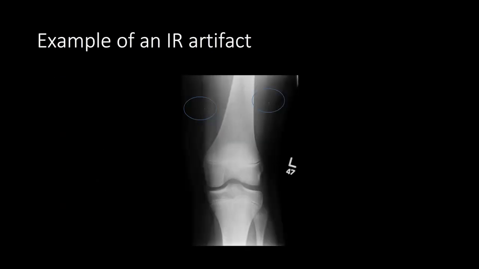Let's take a look at this x-ray of the knee. Look at the two parts circled in blue. Notice the abnormal white spots. This is unlikely due to the patient. It is probably dirt or dust on the imaging plate because it wasn't cleaned for a while.